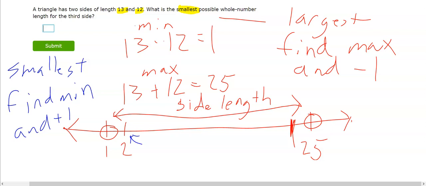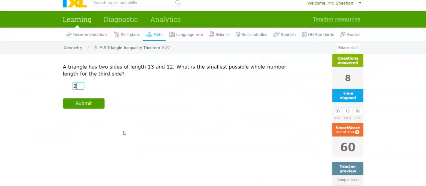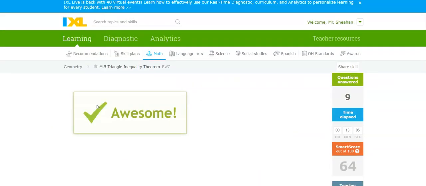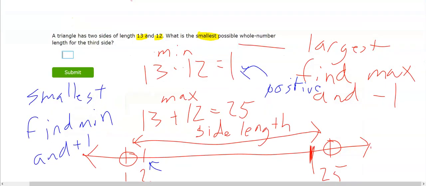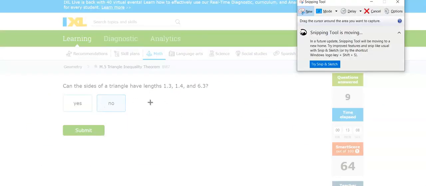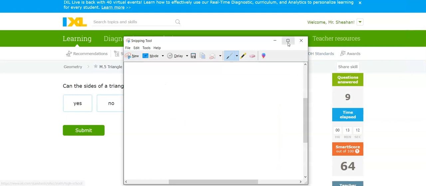So remember, one thing too, this number always has to be positive. If you were to subtract and end up with a negative number, just drop the negative, okay? That minimum always has to be positive. Cool. So let me just do one more thing. Just grab a blank space here so I can write.